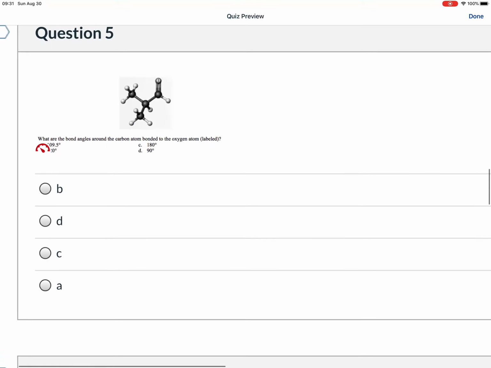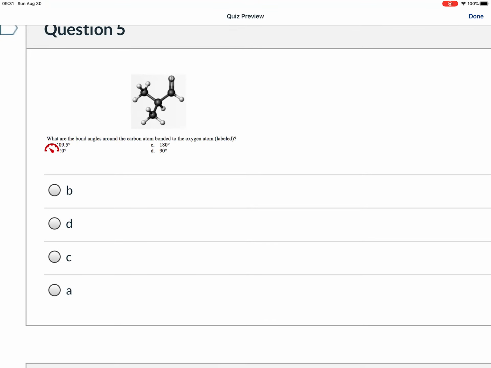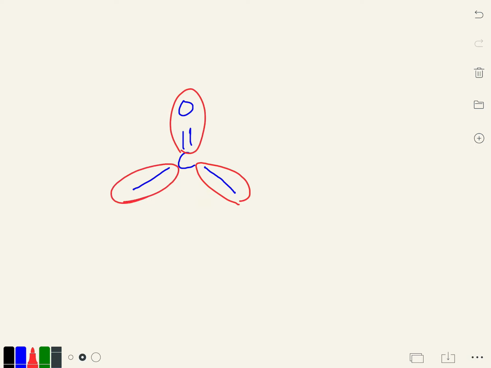Question 5, what are the bond angles around the carbon atom bonded to the oxygen atom? And so the carbonyl carbon is what you're looking at there. With this question, you have to remember a little bit about your VSEPR, valence shell electron pair repulsion. So when you have a carbonyl carbon that has a double bond in it, it automatically makes three electron groups. There's the electron group going this way, the one going this way, and the one going this way. So these will spread out 120 degrees from each other.